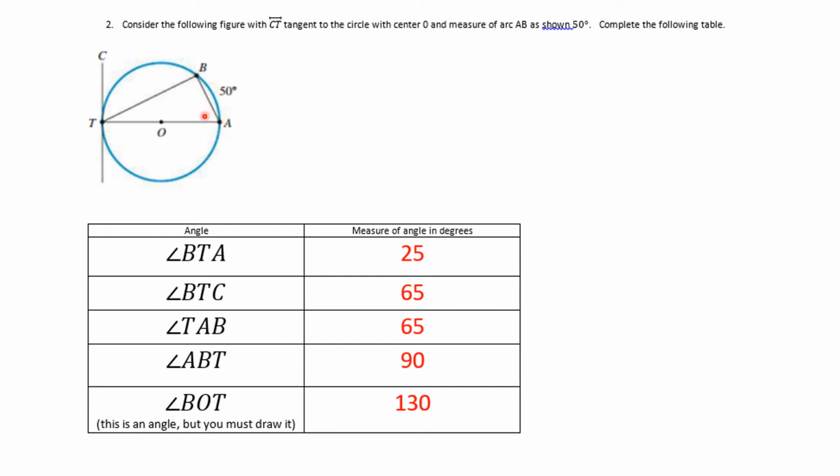TAB is this angle right here. That again is an interior angle, so it's 1/2 the measure of the intercepted arc. The intercepted arc is 130, so this has to be 65. ABT is this angle that intercepts a diameter. So that's going to be half of 180 or 90 degrees. And BOT, again you had to draw that, but that's what's called a central angle that's equal to the measure of the intercepted arc, or it is 130.